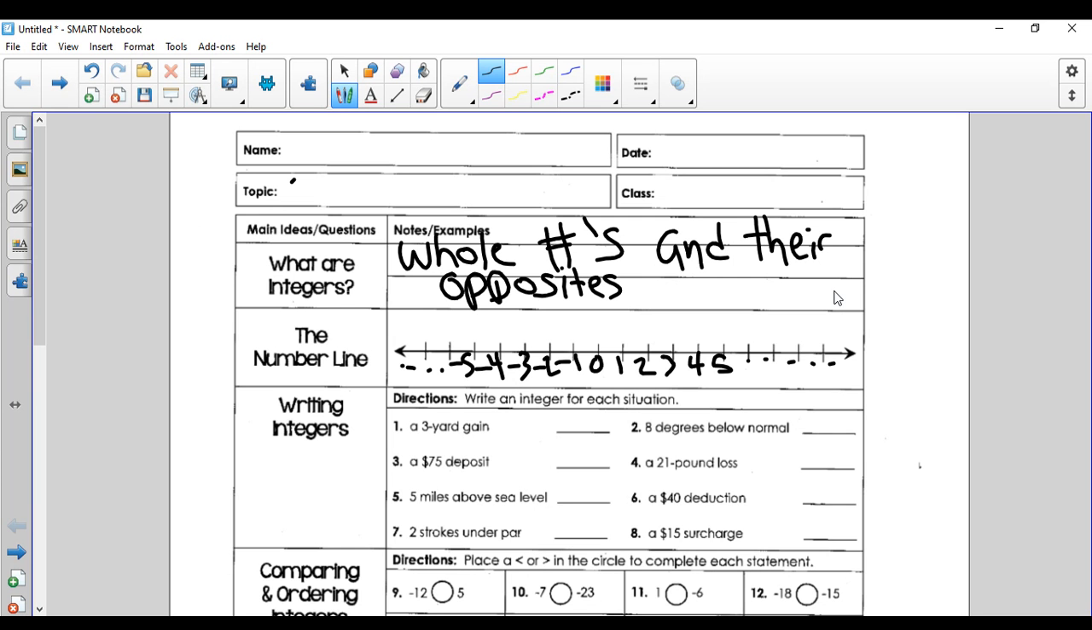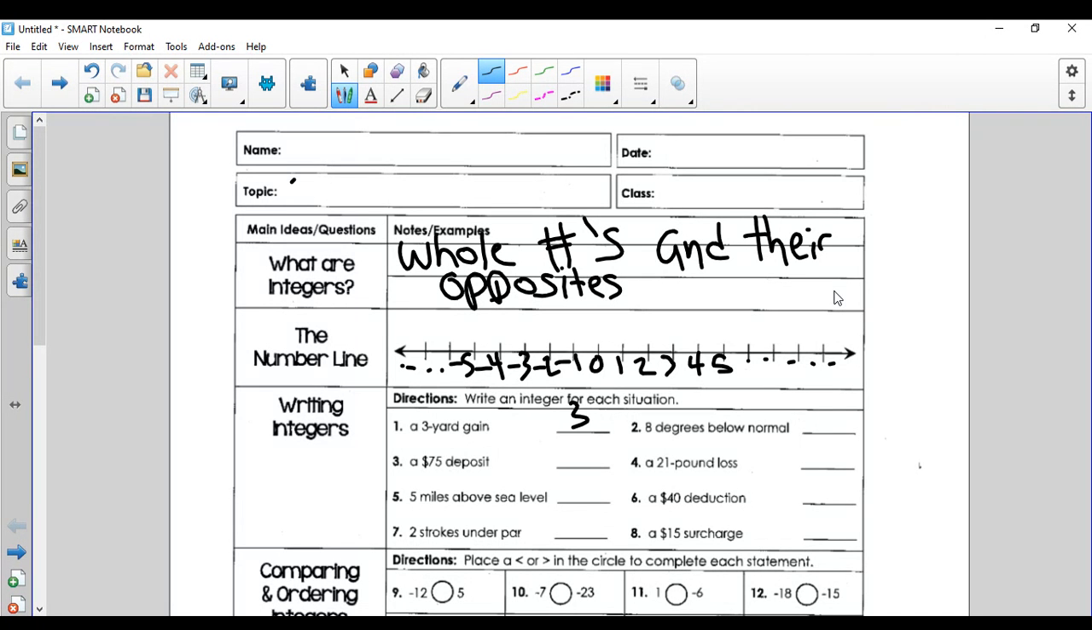I think most of you, if you didn't already know this, you might not have heard it in the form of being called integers, but that's how we're going to think of this for the rest of the year. So writing integers, let's put integers into real life situations. So a 3-yard gain written as an integer would be +3. So it would look like that.